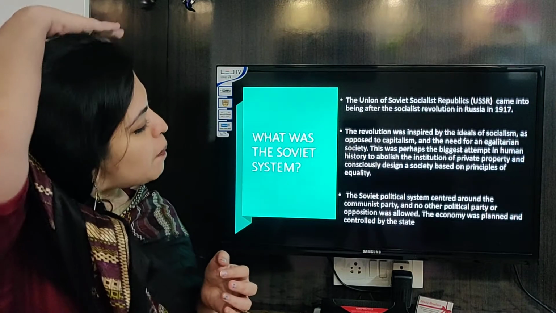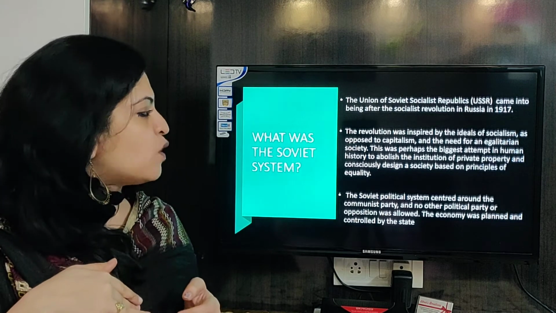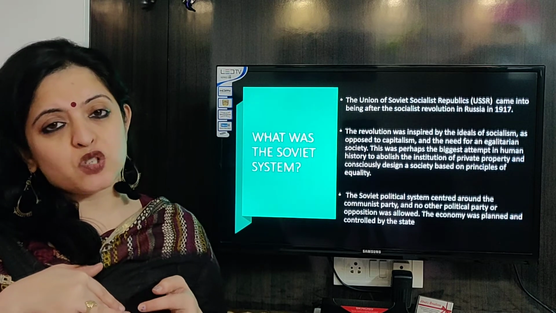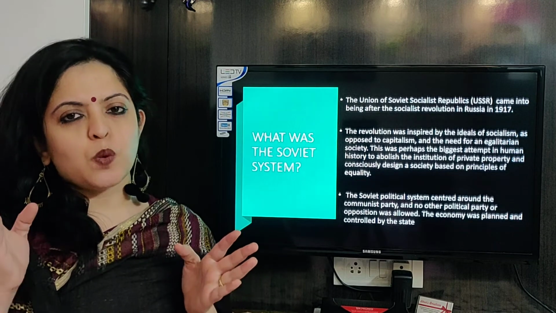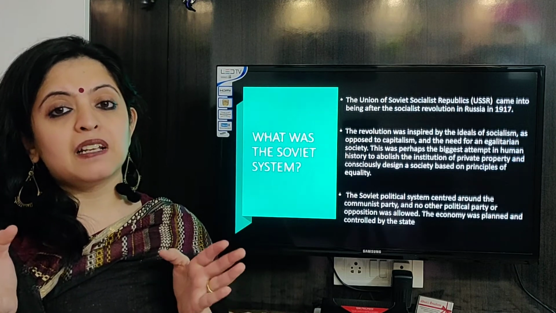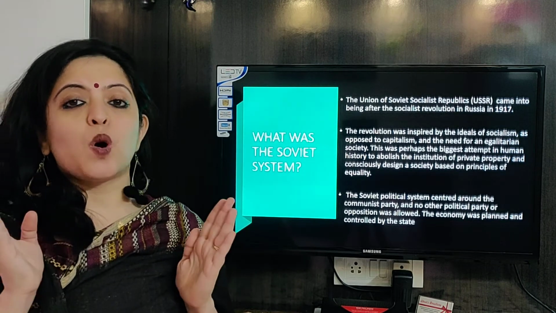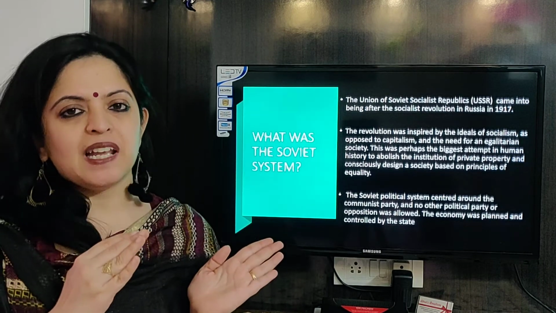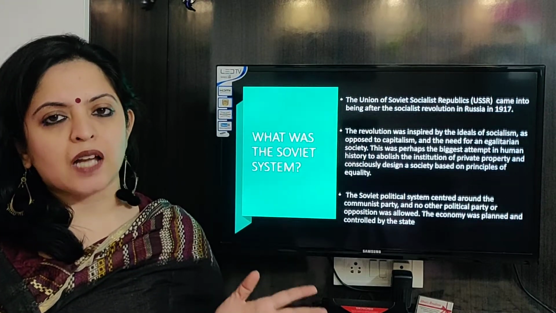This was perhaps the biggest attempt in human history to abolish the institution of private property and consciously design a society based on the principles of equality. तो अगर हम human history में देखें तो socialist society, the establishment of USSR was one of the historical events in order to establish a society where the people get equality, which was opposed to the principles of capitalism, which was opposed to the principles of private ownership. यहाँ पे सिर्फ private welfare हमें नहीं देखना था. People wanted welfare of the general mass, of the entire society.